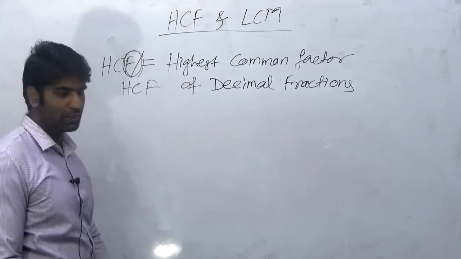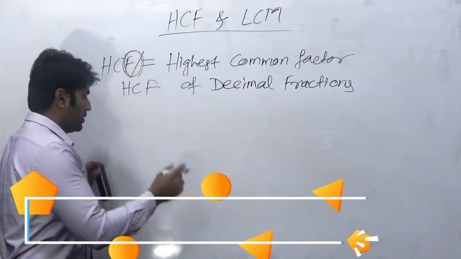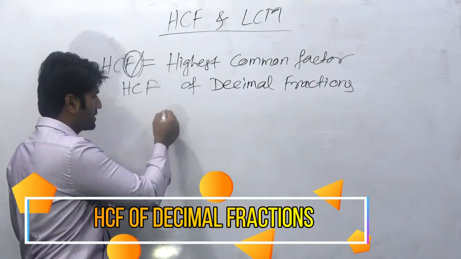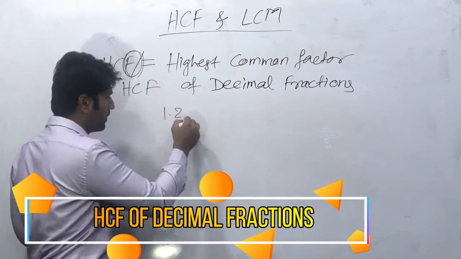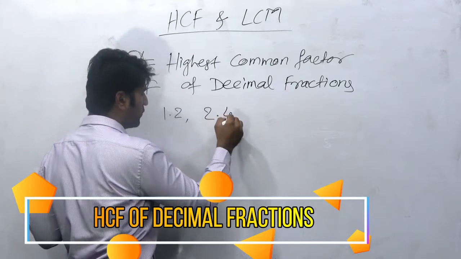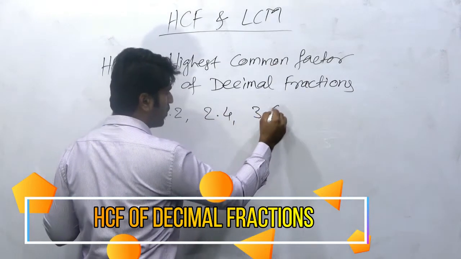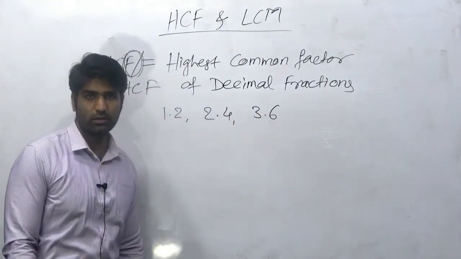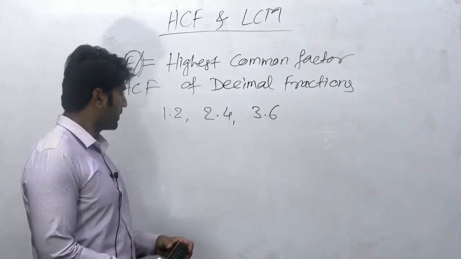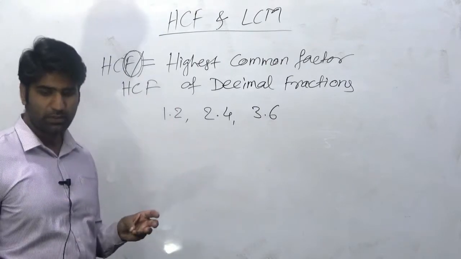HCF of decimal fractions. So the first example is 1.2, 2.4 and 3.6. Okay, so these are decimal fractions.